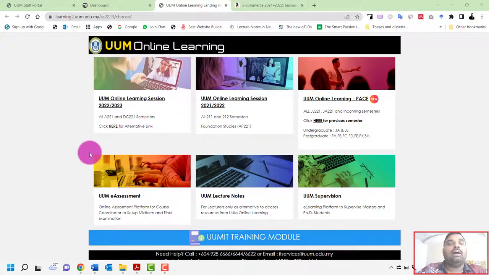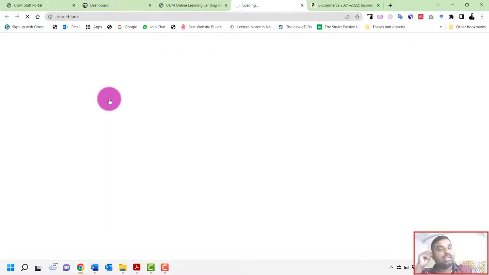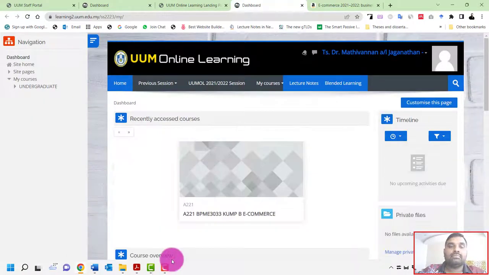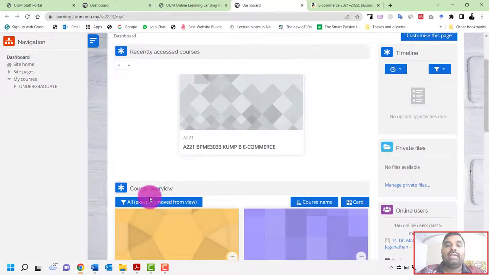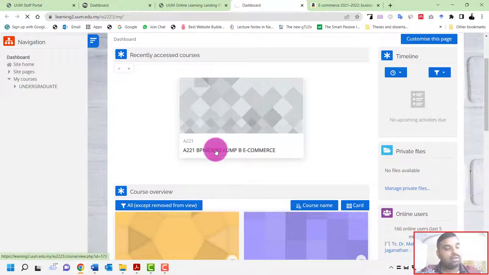First of all, you have to enter UEM online learning. I think you can access it from your portal. Go to UEM online learning and choose your group. If your group is A, group A. If group B, group B. If let's say group C or D, by Dr. Shada and Dr. Yo, you can do the same thing, because the curriculum or syllabus has been standardized in terms of assignment, exam, and so on.